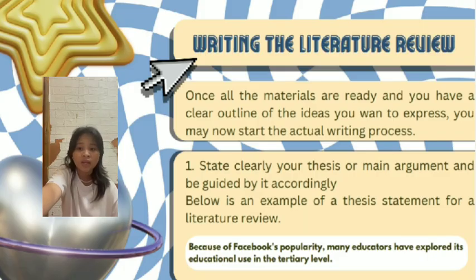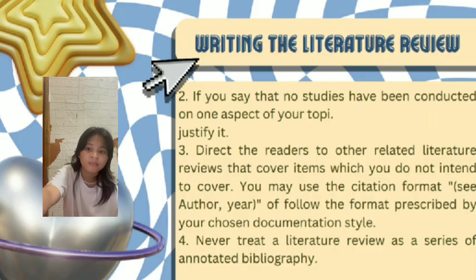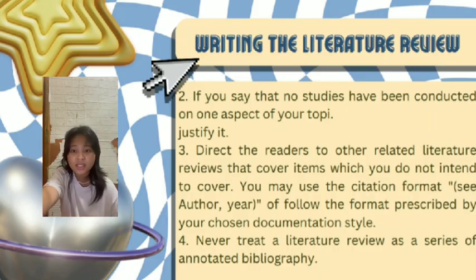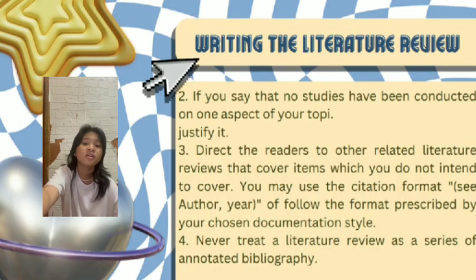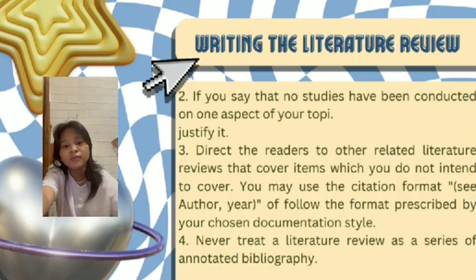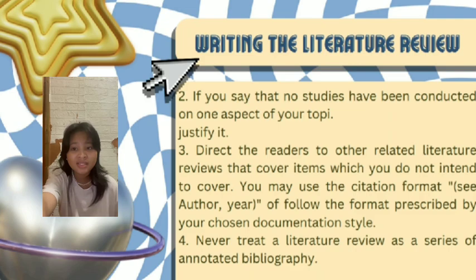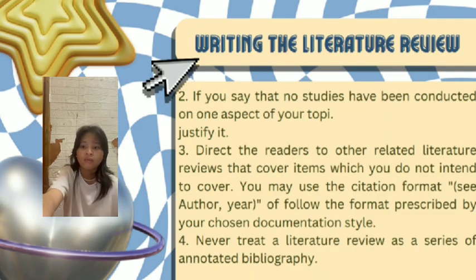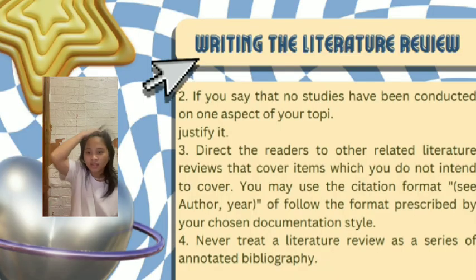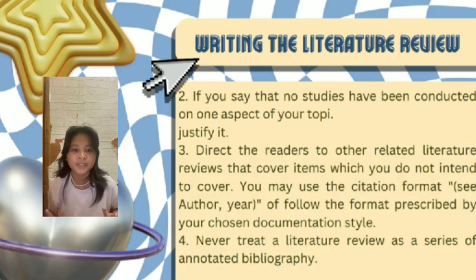Be arguable and debated. So, the second one is, if you say that no studies have been conducted on one aspect of your topic, justify it. So the number 2 is, you just justify that no studies have been conducted on one aspect of your topic. For example, when you don't know what your topic is and you forgot, just justify it.